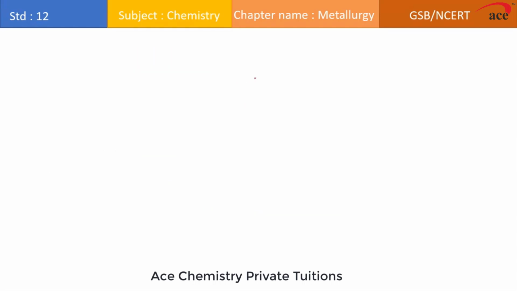So different forms of iron, student, if you will check. It is like this: cast iron, which is also referred to as what? Pig iron. Another form is what? Wrought iron, and the third form is what? Steel. So on the basis of the carbon content, these irons are classified into three types: cast iron, pig iron, which is the same thing, wrought iron, and what? Steel.